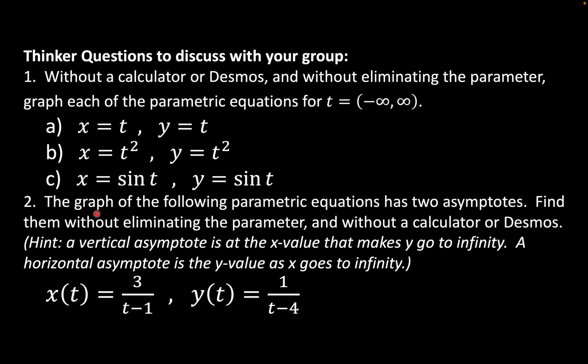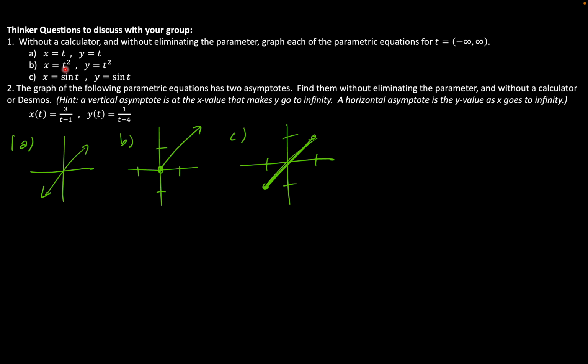So if we look at question number 1, if I was to graph in the xy plane the parametric equations x is t and y is t, that simply makes x and y equal. So I would have the entire line x equals y. If I was to graph x is t squared, y is t squared, that also makes x and y equal. But because of the square, I'm only getting a ray starting at 0, 0, and then following along the line y equals x.